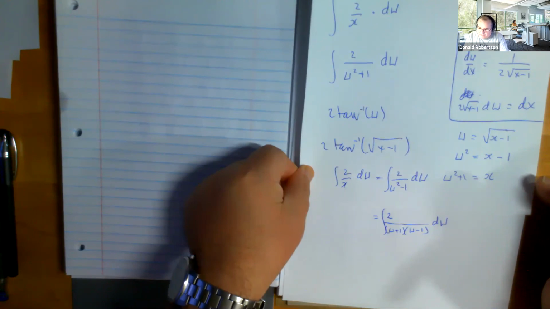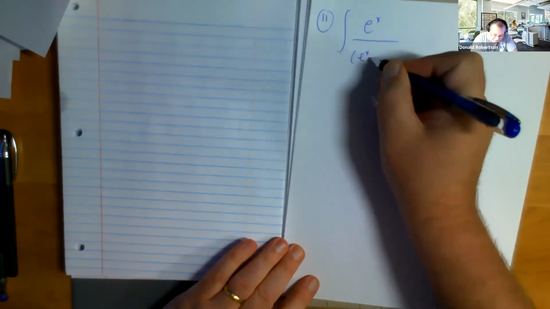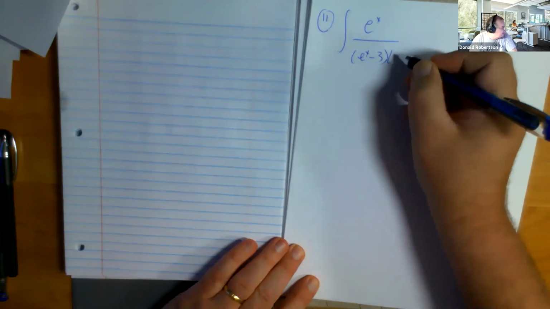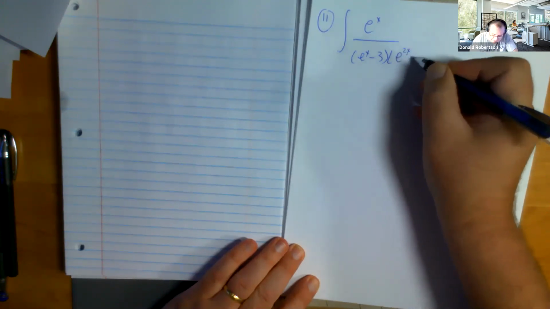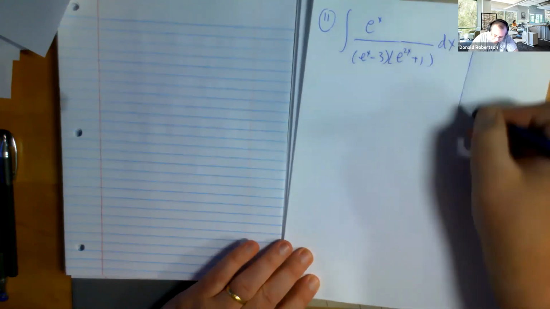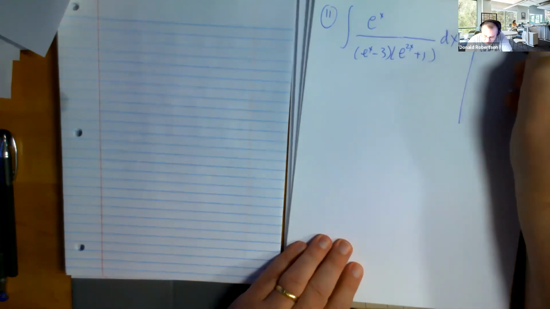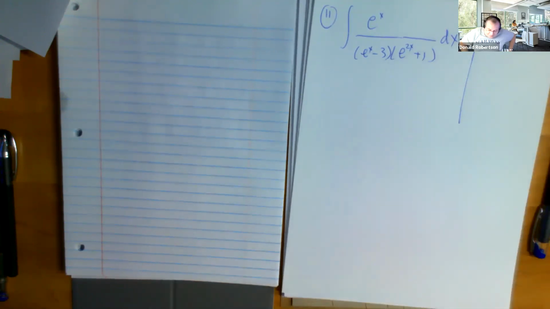Are we good? Right. Next one I do know, because I've already looked ahead, is going to come out much nicer. We have an e to the x, we have an e to the x take away 3, and we have an e to the 2x add 1, and we have a dx. Got to think outside the box.